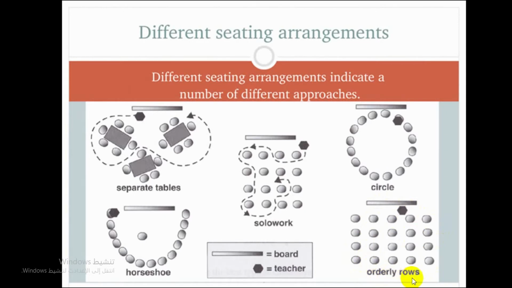Orderly rows. Here, having the students sit in rows as you see here, like that, can appear somewhat restrictive, but there are advantages to this arrangement, to this shape that the teacher can use in the classroom. The teacher has a clear view of all the students, and the students can all see the teacher in whose direction they are sitting.